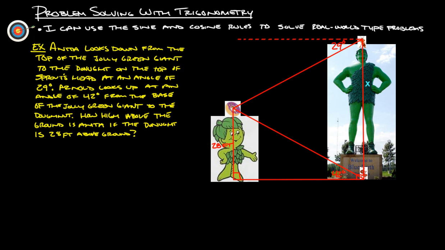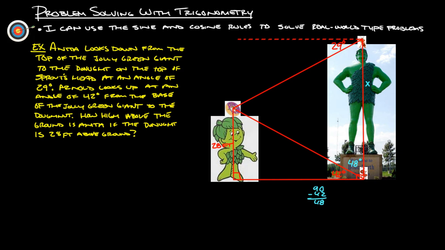Let's see what we could do. Well, we know that we can figure out what this angle is right here because that's just going to be 90 minus 42, which is 48. Let's just figure out all the info that we can about this. So that's 48 degrees, right? And then if this is 29, let's see, we know that that would be 29.